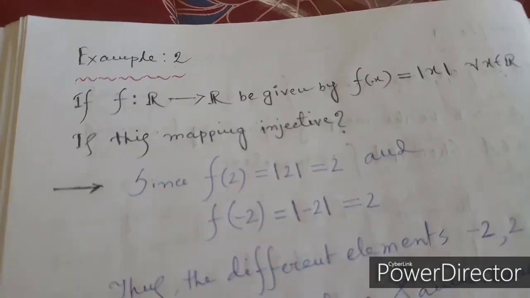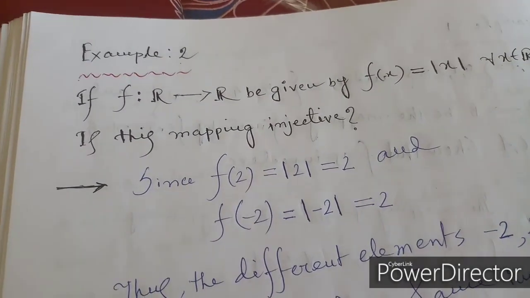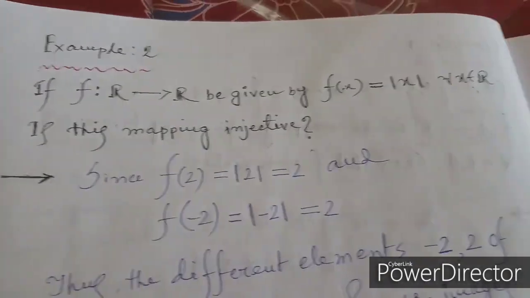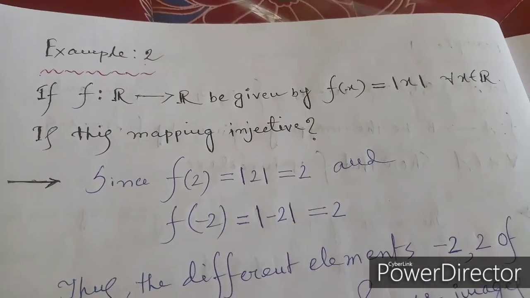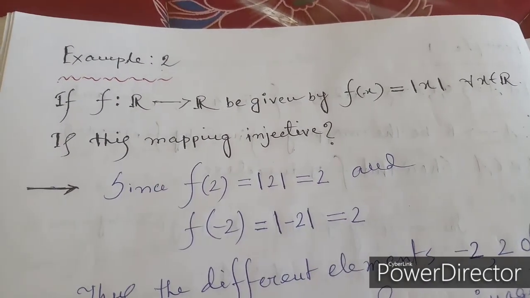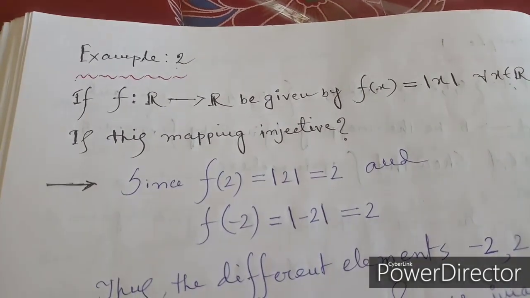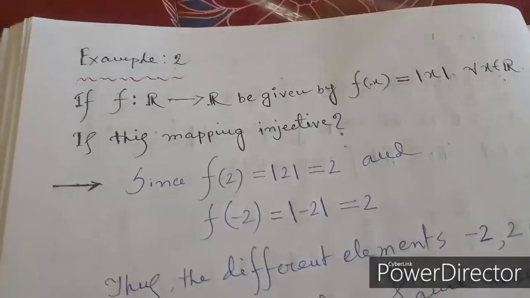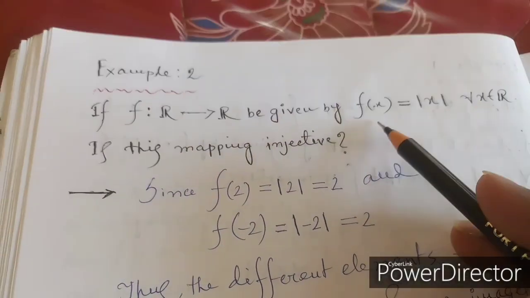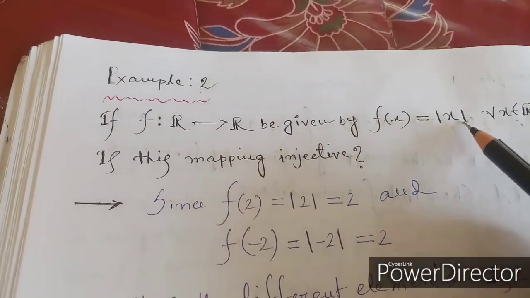Now example 2. If f from R to R is given by f(x) equals mod x for all x belonging to R, is this mapping injective? The question is, you have to check whether the mapping is injective or not. So now look at that. The definition of the function is f(x) equals mod x.